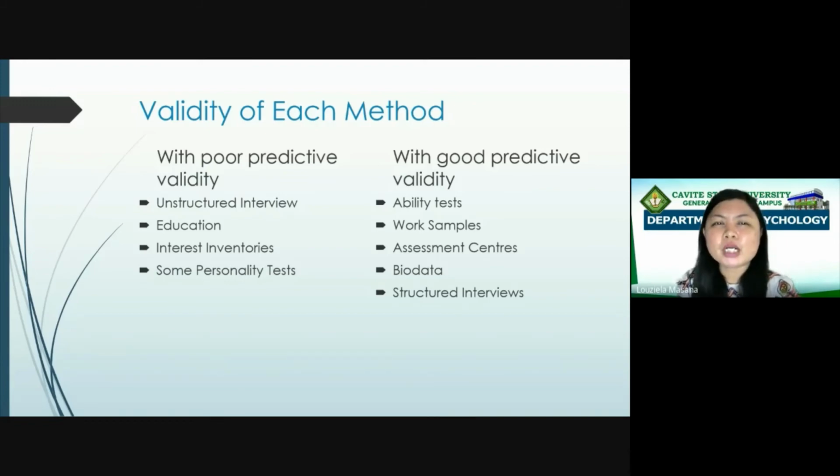Bakit naging poor yung predictive validity ng unstructured interview? Kasi nga walang flow yung questioning, and then baka yung ibang questions wala namang kinalaman dun sa future performance noong applicant. Education, according to this one, is also poor in terms of predictive validity kasi pwede naman na ang isang tao na maraming bagsak noong college, halimbawa, ay makapag-perform well doon sa kanyang job na ina-applyan.